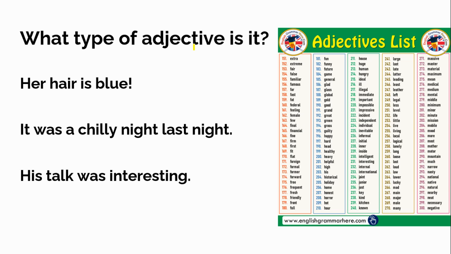Let's try some of these together. What type of adjective is it? So first we want to find our noun, the word the adjective is going to be describing. Her hair is blue. We can see in this example that hair is our noun.